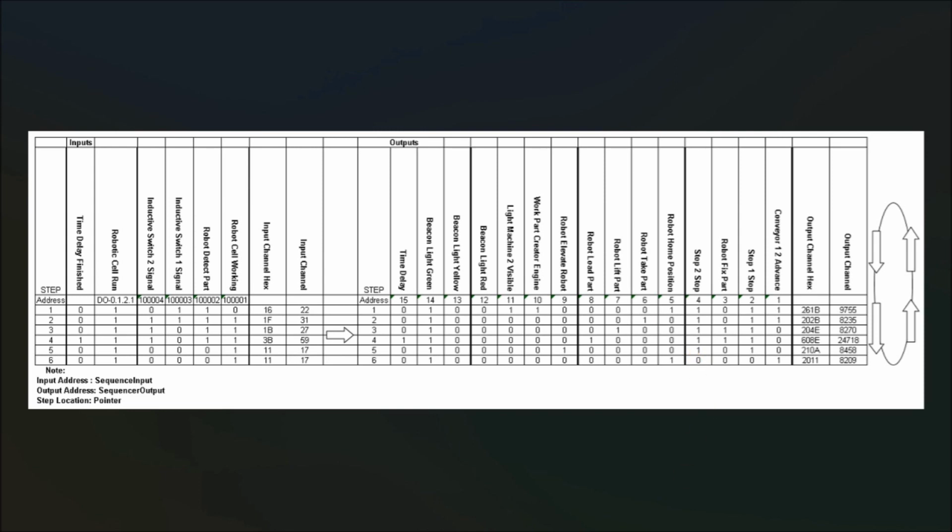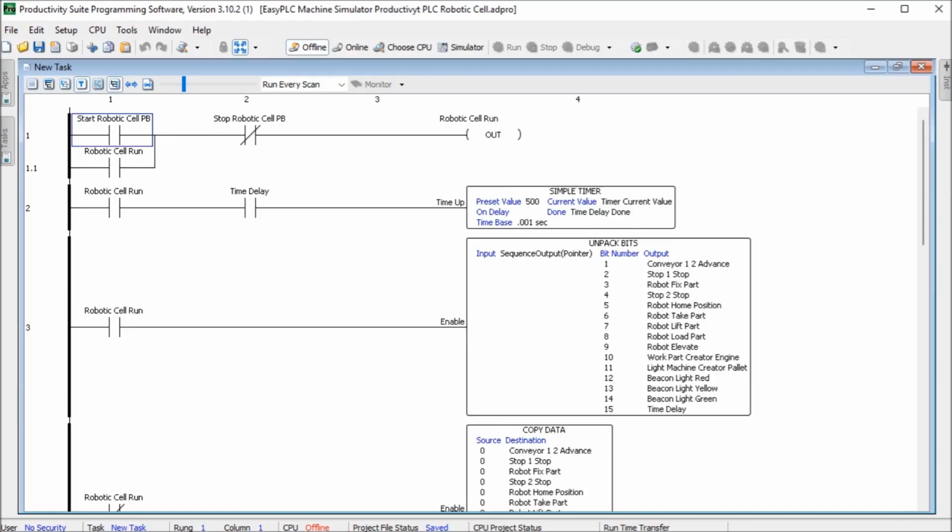So after we have our logical step, next step would be to develop the Productivity PLC program that we have. So let's call up our software. And here's our software that we have for this unit. And what we have is a start robot cell, and then it sends a robotic cell run output. And when that robotic cell runs, then we look at if there's a time delay as part of that sequence of operations. As you saw there, we have a simple timer for half a second. And if the robotic cell is running, then we enable our unpack bits, which takes our sequencer output and through a pointer, so that's indirect addressing, we will unpack those bits and control all of our different outputs that we showed in that previous chart.